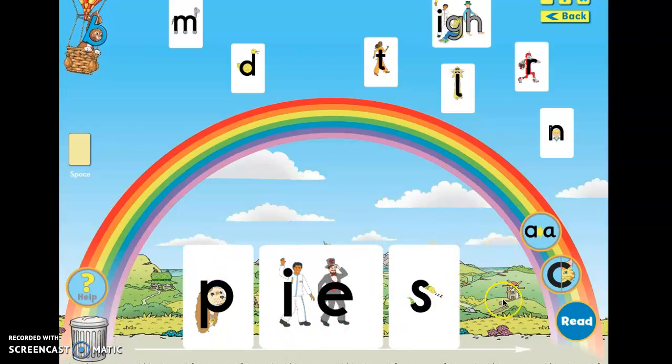The next word I need you to spell is might. My mom might let me go to the movies with you. Might. Ready? Catch. Might. Let's tap. I. Might. Now you try to spell it.